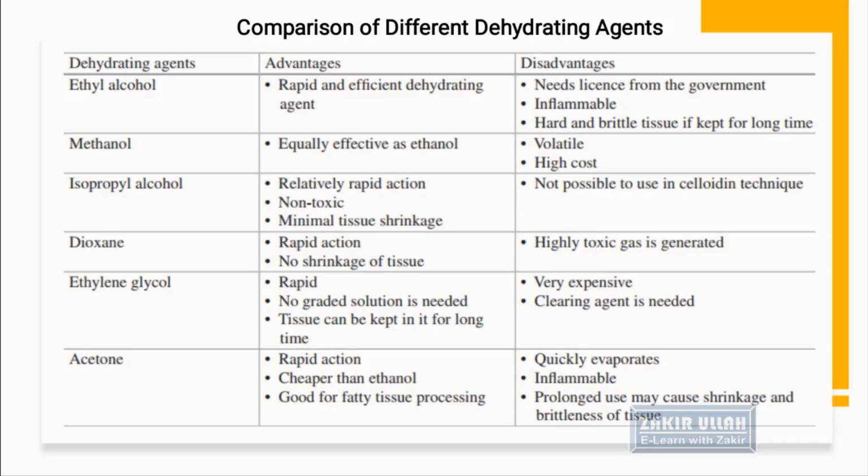Acetone is also used as a dehydrating agent. It also has fast action, is cheaper than ethanol and good for fatty tissues. But the problem is that it quickly evaporates, it is inflammable, and prolonged use may cause shrinkage and brittleness of the tissue. So this is the comparison among the different dehydrating agents used in the histopathology laboratory.